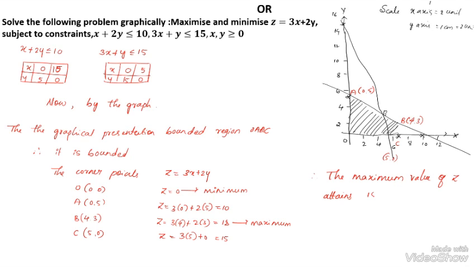Z attains the maximum value 18 at the point B (4, 3), and the minimum value of Z attains 0 at the origin (0, 0). This is the solution of the given problem.